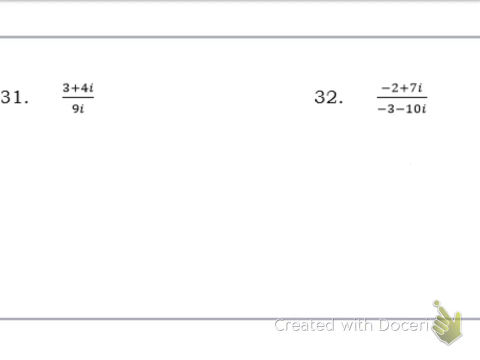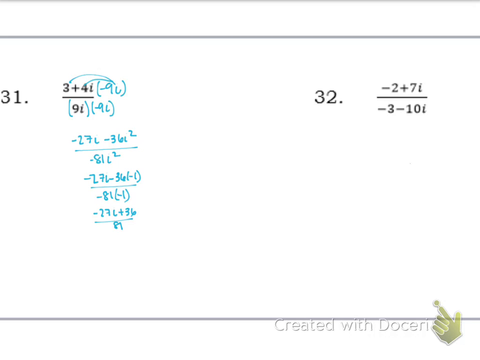Okay, the conjugate of positive 9i is a negative 9i. So we're just going to distribute him on the top. So my first distribute, I get negative 27i. My second, I get minus 36i squared. My bottom, 9 times negative 9 is negative 81i squared. All of my i squareds will change to negative 1s. And then we can change those all to plus signs. Okay, and then if I simplify that, we could get negative 3i, so they're all divisible by 9, plus 4 over 9.